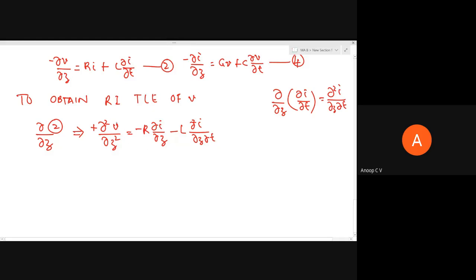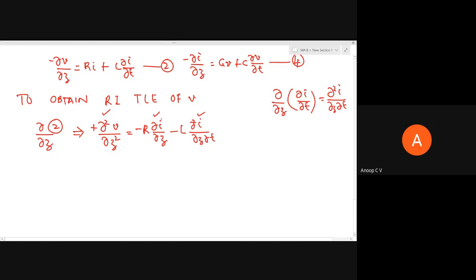So now this is what we have. I got dou square V by dou Z square here. This should be the left-hand side of my transmission line equation. If you remember the wave equation, the left-hand side was dou square Ex by dou Z square. Similarly here, for a wave equation in voltage, the left-hand side should be dou square V by dou Z square. But the problem is here again I have I's. I have dou I by dou Z.